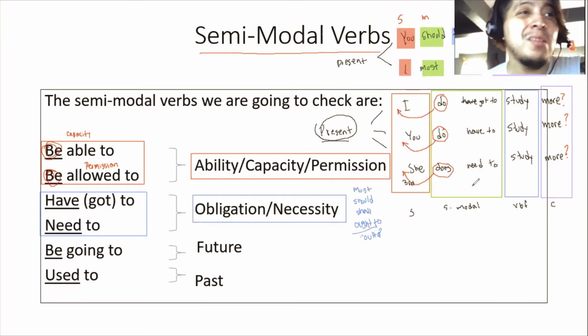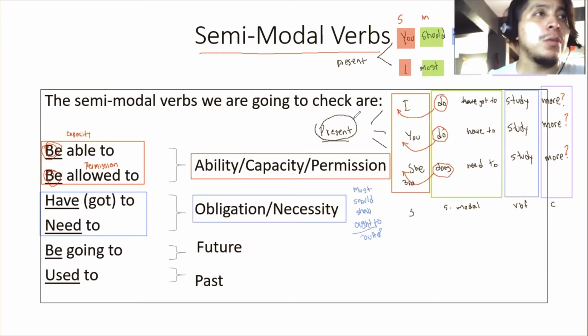Does she need to study more? Yes, she does. She does need to study more. Does it make sense? So the problem is that we need to respect the rules of the present. So it is way easier, it is way more comfortable to use modal verbs. It's always easier. But the problem is, again, that these are always in the present. You cannot change that. On the other hand, these other ones, they can be in the past or they can be in the future. How do you do that?